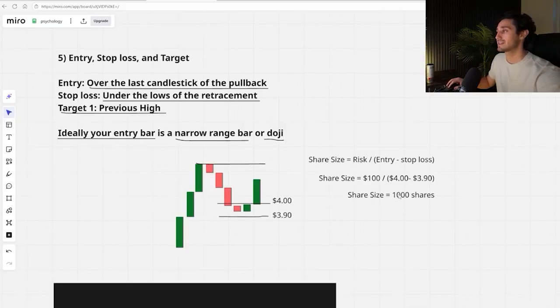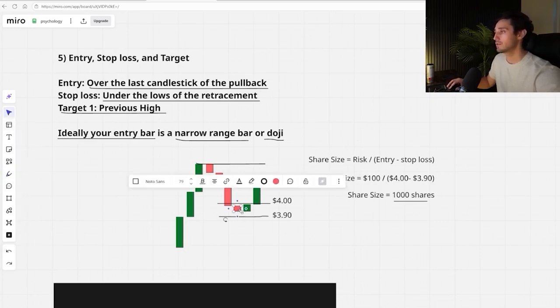So that's $100 divided by 10 cents. $100 divided by 10 cents is 1,000 shares. So that would be our share size for this position. If we get 1,000 shares at $4 and it hits our stop loss at $3.90, we would lose $100. All right. Now, why do we want small candlesticks?